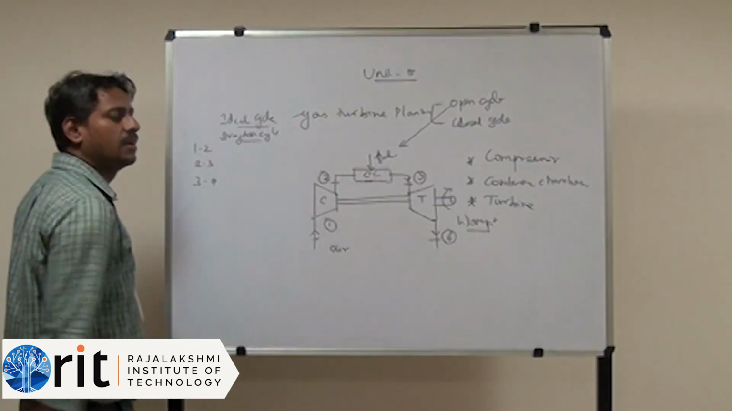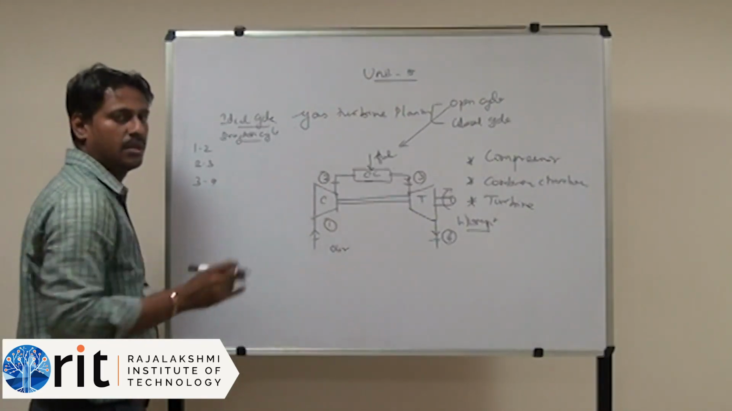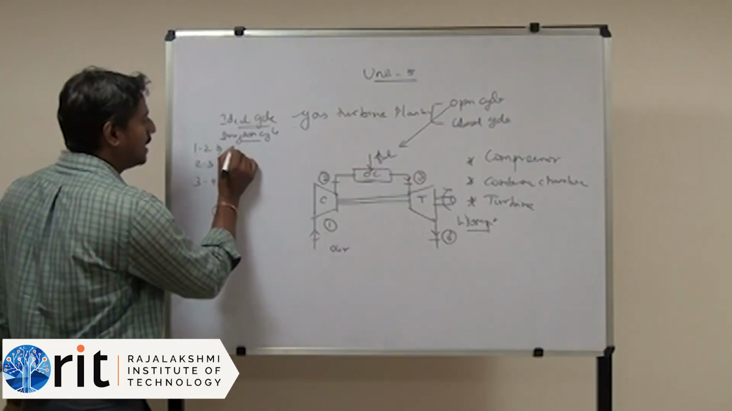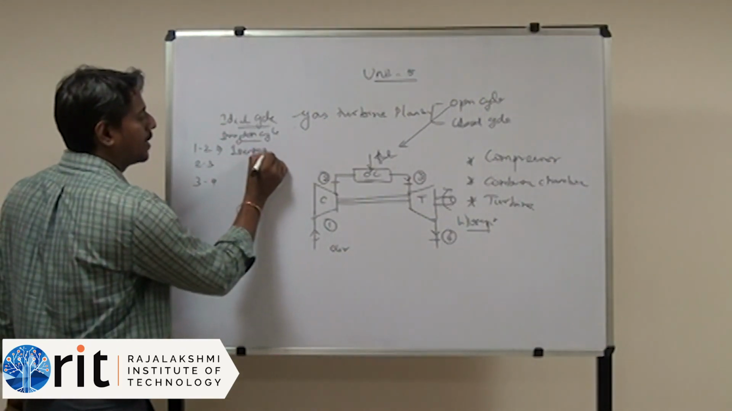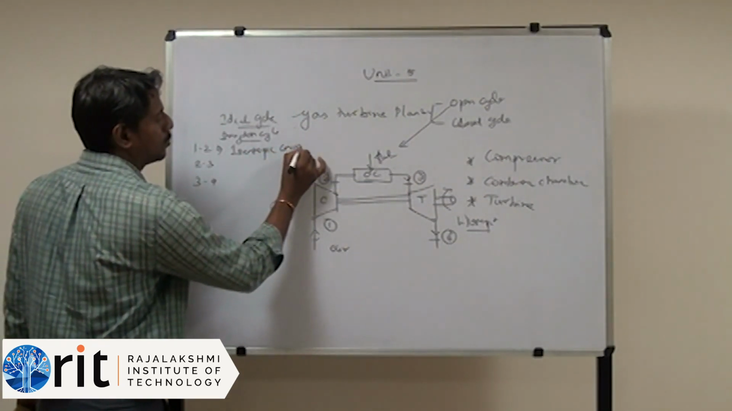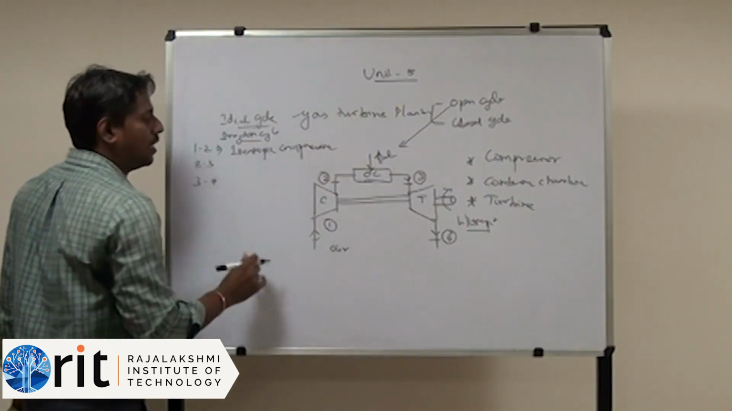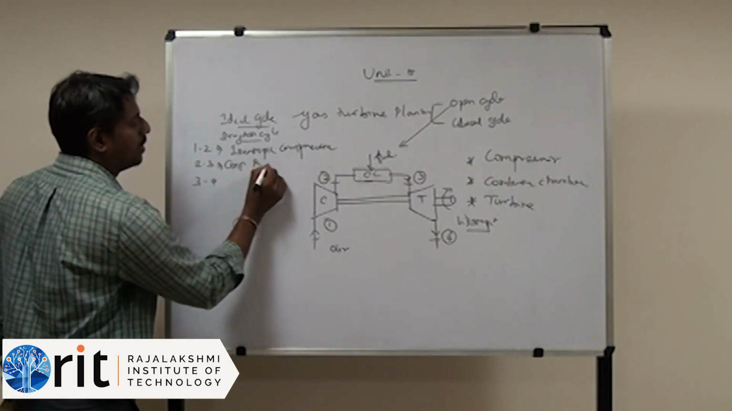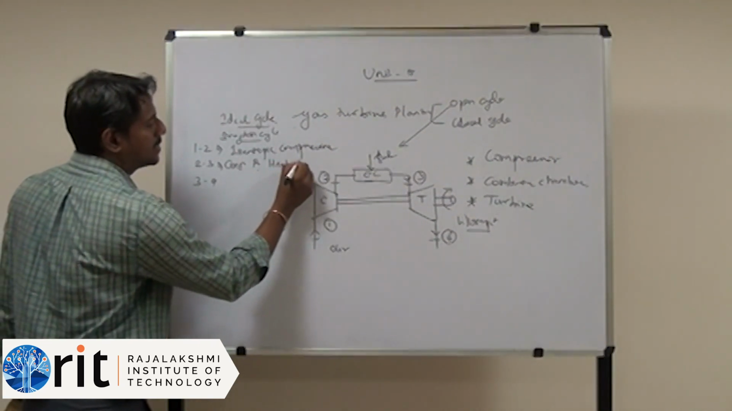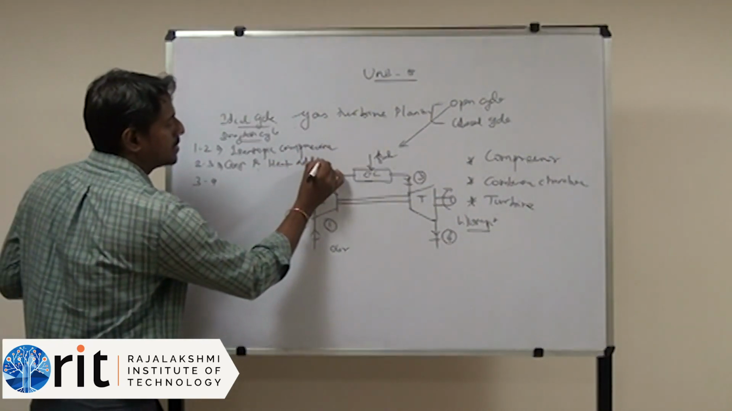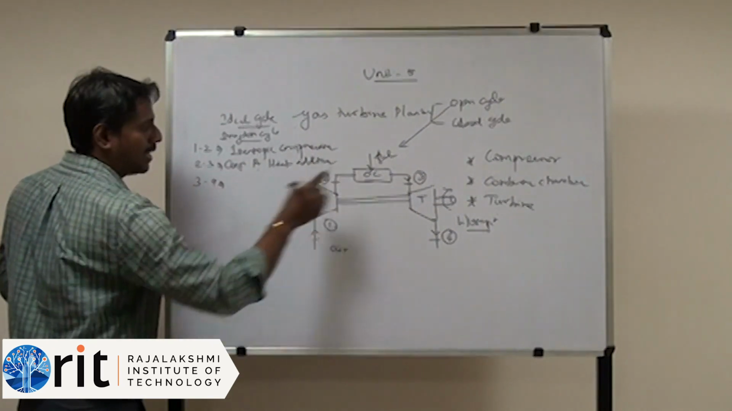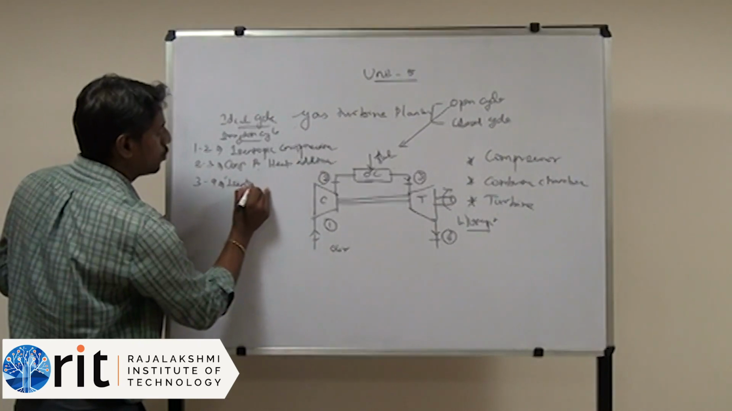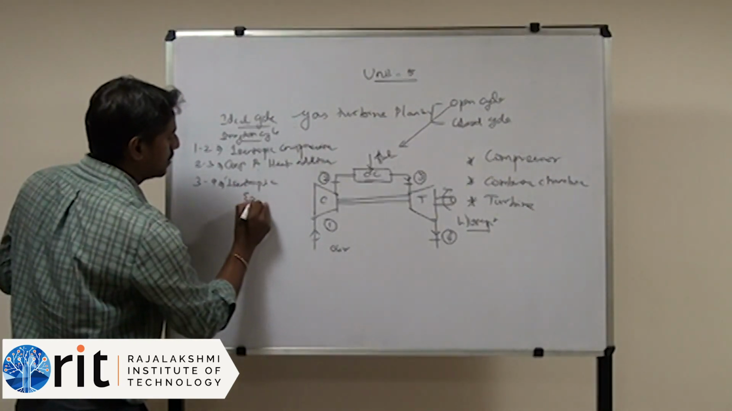So the first process is in the compressor. The process taking place in the compressor is isentropic compression process. 2 to 3 is constant pressure heat addition process. And the last one, the 3 to 4 process, is isentropic expansion process.